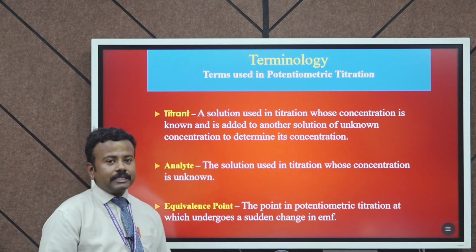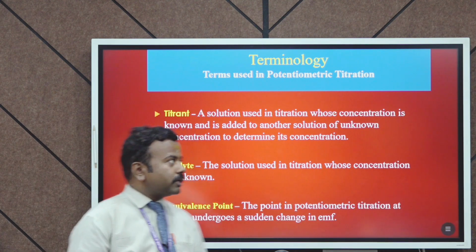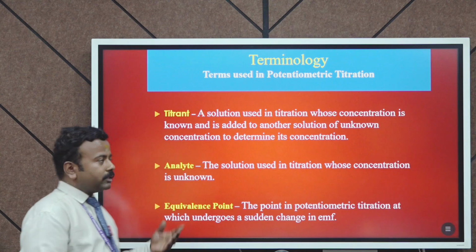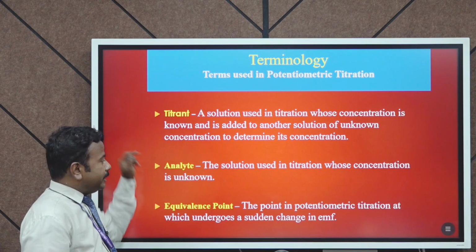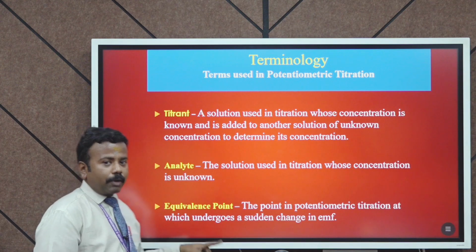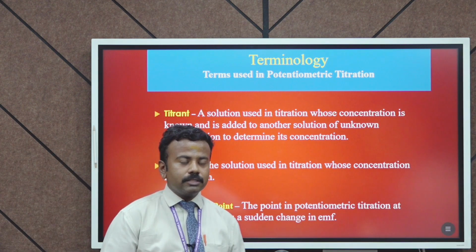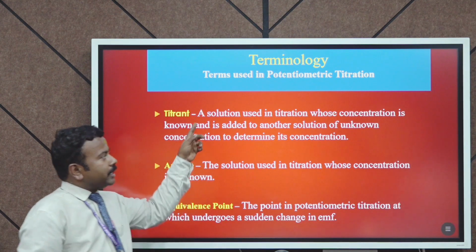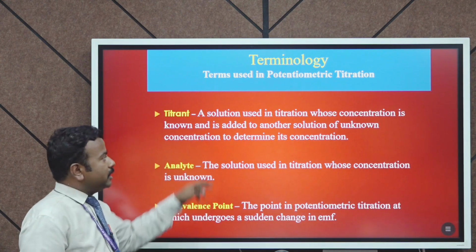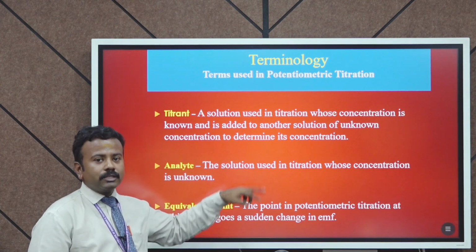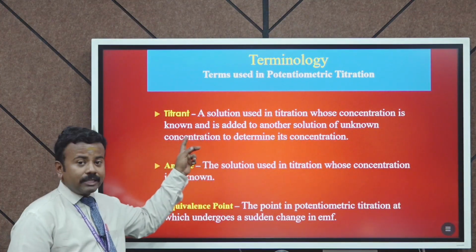So let's see the terminology of potentiometric titrations. Here we introduce the concepts of titrant, analyte, and equivalence point. This is the basic terminology involved in potentiometric titrations. First is the titrant: a solution whose concentration is known to us, which is added to another solution so that we can measure the unknown concentration of that solution. That is called the titrant.